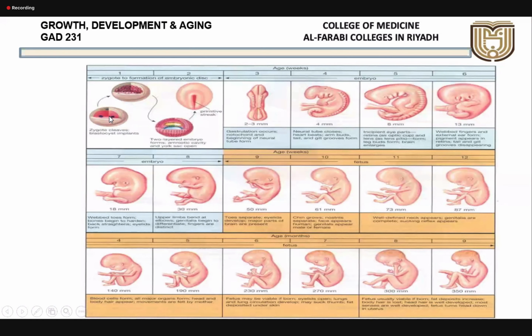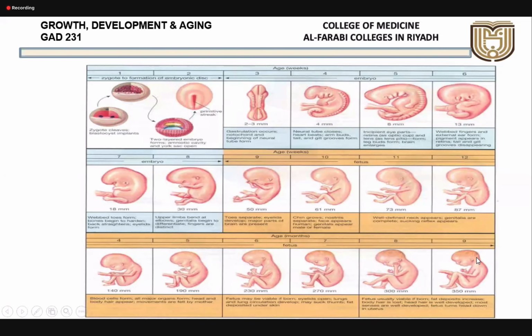There we saw that it will be a single cell, then it becomes multiple cells, then all the changes. Then from the 4th week, it will be called the embryo. So these are the changes taking place from the 4th week to the 8th week. Now what we are studying is from the 9th week onwards, up to the 9th month. These are the changes which are taking place in the fetus.